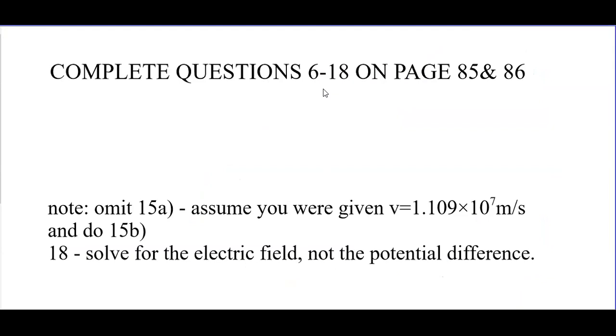In your homework, do questions 6 to 18 on pages 85 and 86. I'm going to make some amendments because there are a couple of things that, again, we cut out from our course. So when you get to question 15A, it says to solve for velocity, but I never walked you through how to work with electrical potential because, again, we lost a month of school, so that one got cut out. Just assume this is what was given to you and ignore 15A, just go straight to 15B with this velocity. And as far as 18 is concerned, just solve for the electric field, not the potential difference.